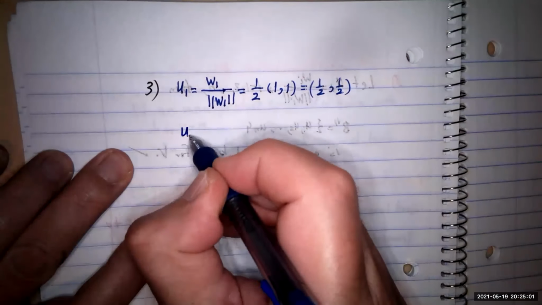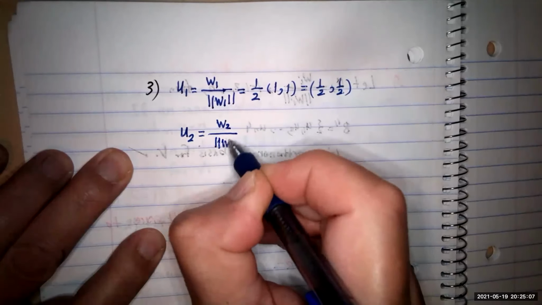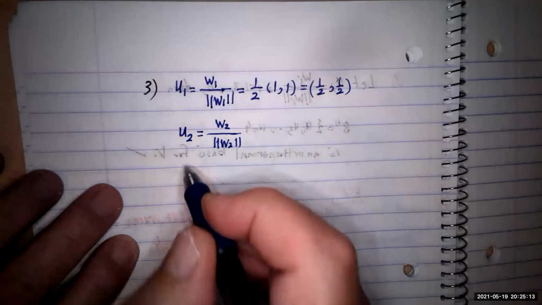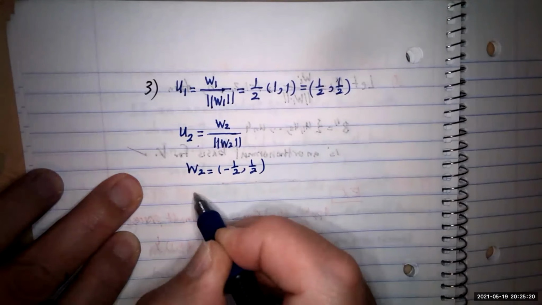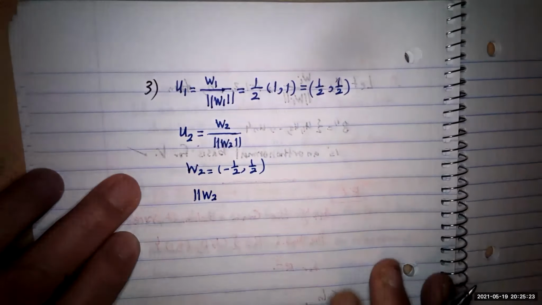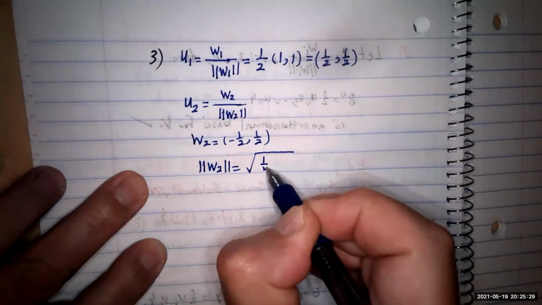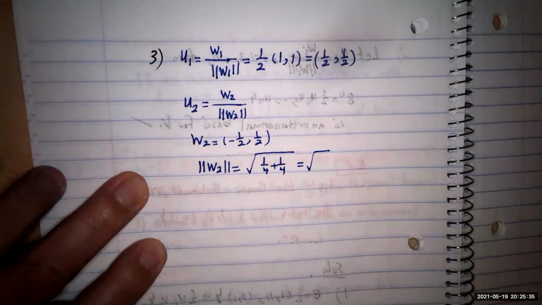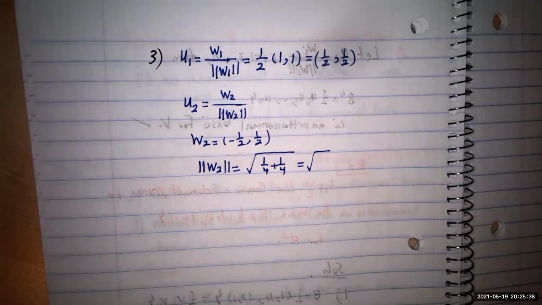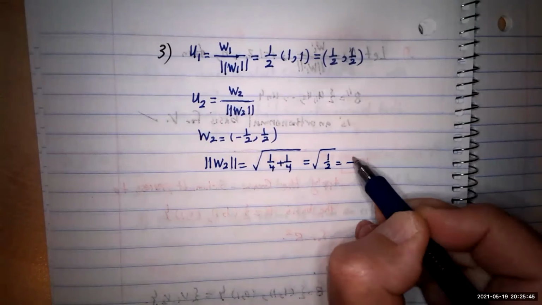Then we get U2. U2 is equal to W2 over the norm of W2. W2 is a negative half and a half. So the norm of W2 is the square root of a quarter plus a quarter. That gives you 2/4, which is 1/2. So this is going to be radical 2 over 2.